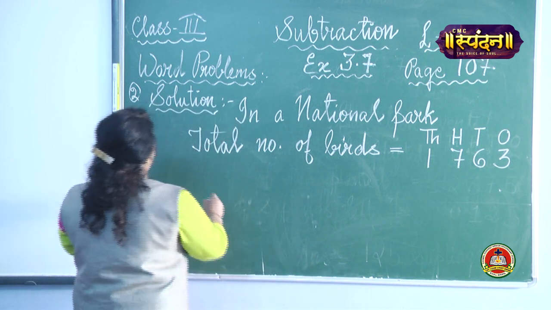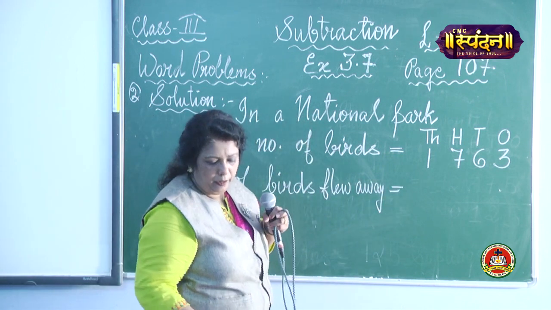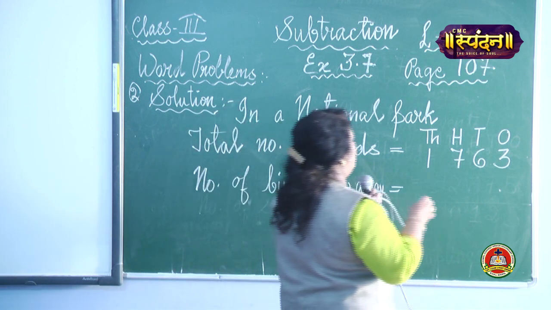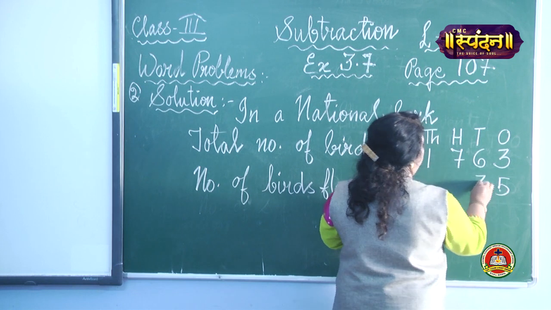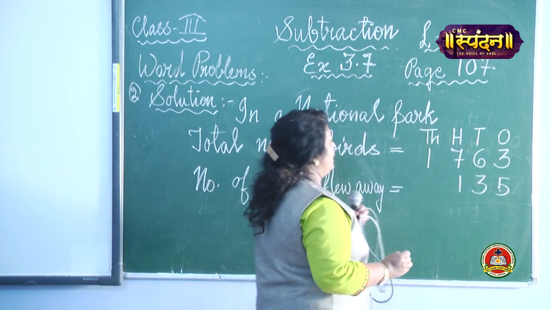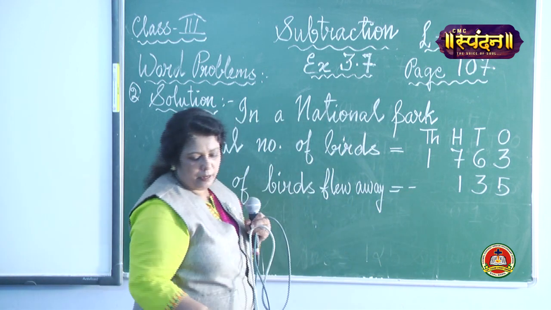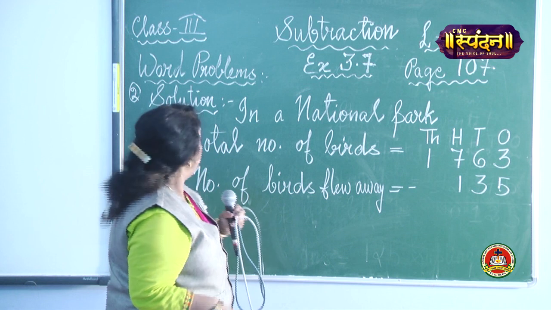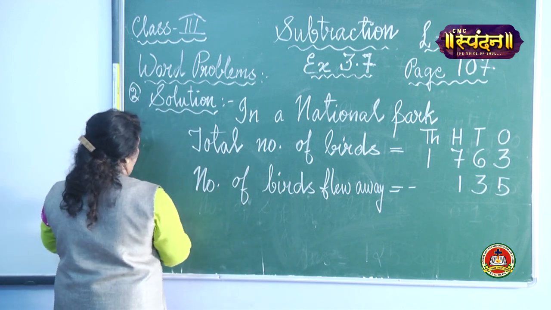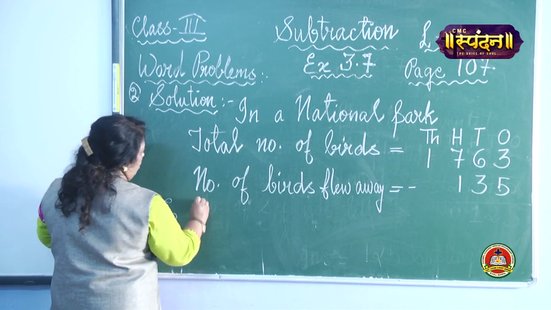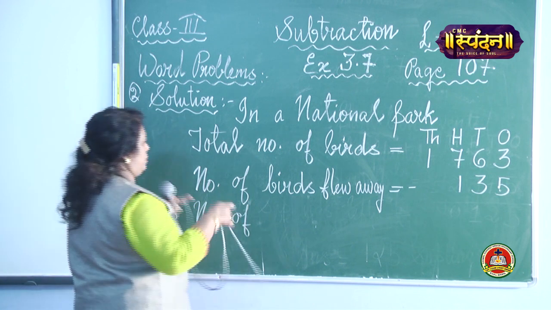Second line. Number of birds flew away. How many? Only 135. So 135. 5 you will write. 3 you will write here. This is 1. ठीक है? And you will put the minus sign. Right? And what will be the third line? Therefore, number of birds left. Therefore, we can put 3 bindi. Number of birds left.